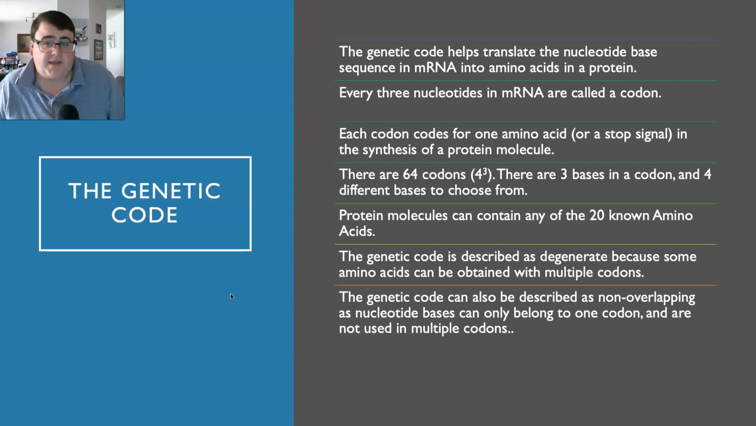We also describe the genetic code as non-overlapping, because if one of those 3 nucleotides has been used in one codon, it's not going to be used in the next codon. It can only be used in one codon in each mRNA strand.